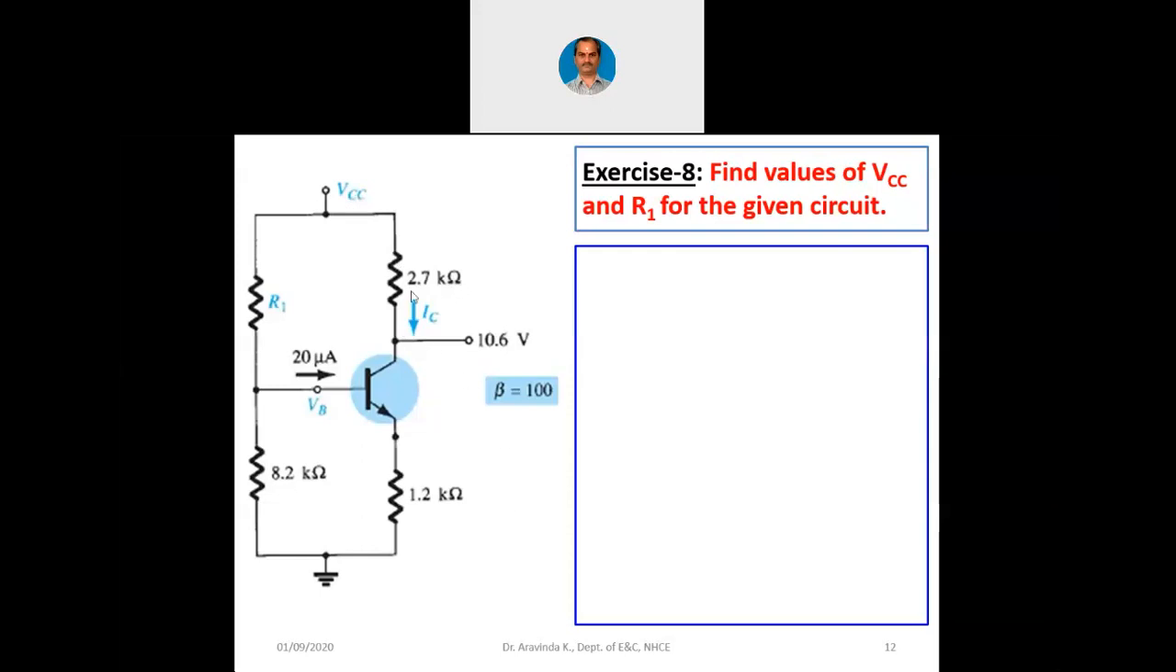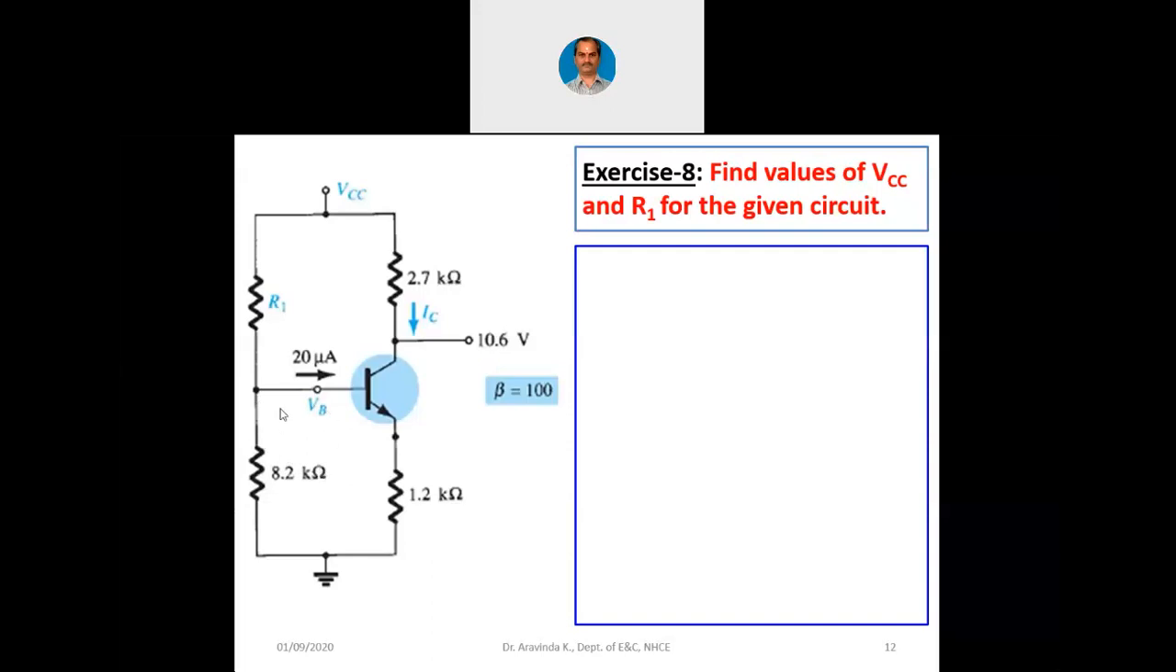Now, we can also easily find the voltage across this RE, 1.2 kilo ohms, when we know IC. When we know IC, we can approximate IC with IE, and we can find the voltage VE at the emitter. Once we find VE, we can easily find the voltage at the base. That is nothing but 0.7 plus VE. Now, when we know the voltage at the base, we can find the current through this R2, because that is nothing but VB divided by 8.2 kilo ohms.